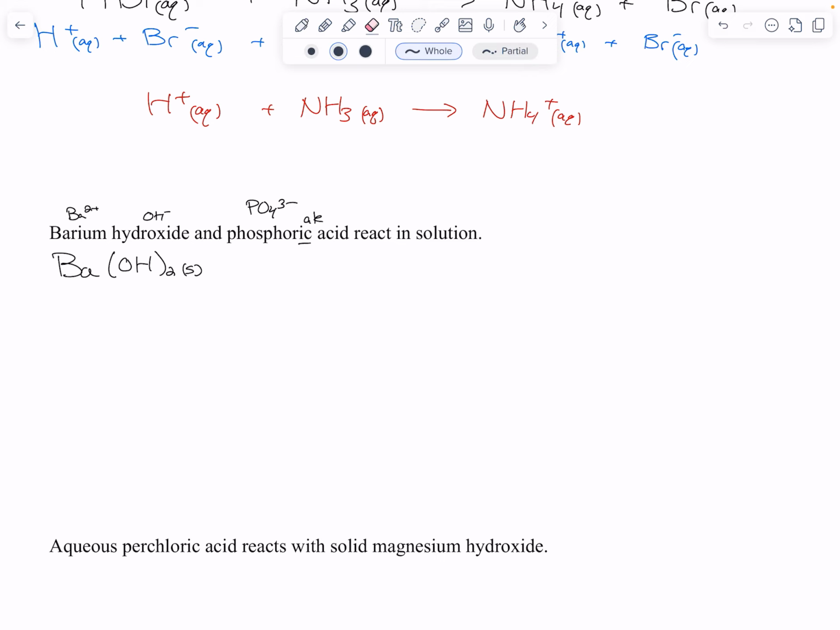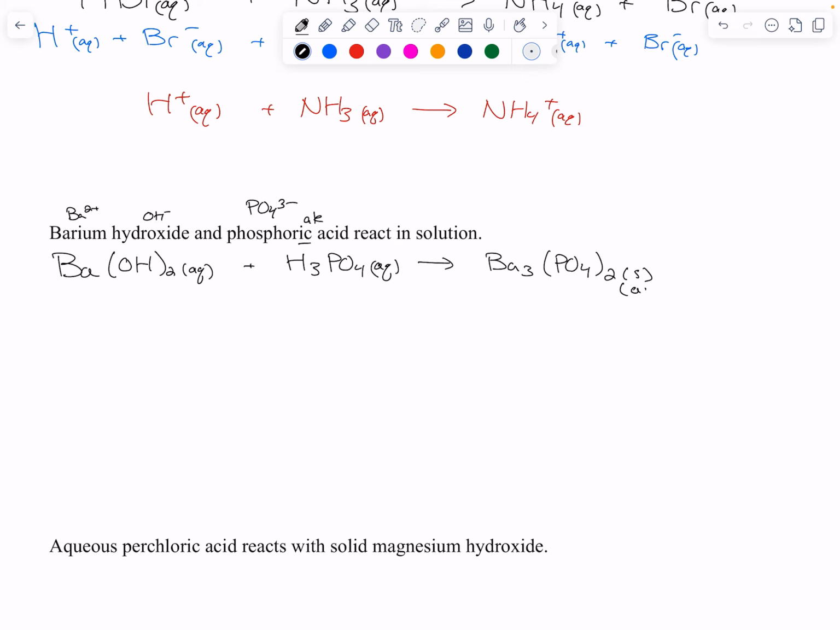They react in solution, so I need to put aq down. Phosphoric acid, I need 3 H+ for phosphate. And we're going to switch. So barium phosphate, barium would be Ba3(PO4)2, and a state. I'm okay if you put a solid down, because that's what it probably is. I'm okay if you put aq down. I'm not okay if you put a g down. If you put a g down, that's wrong, because you're not going to make a gas. And then we have water.